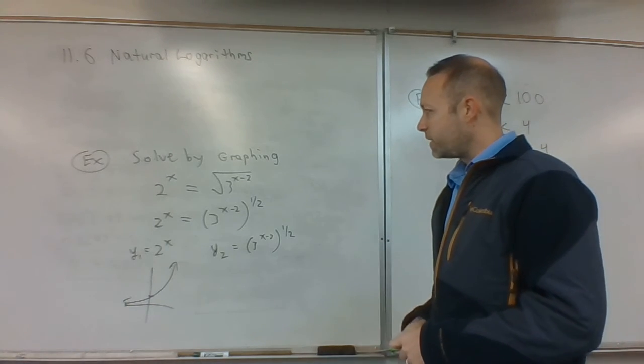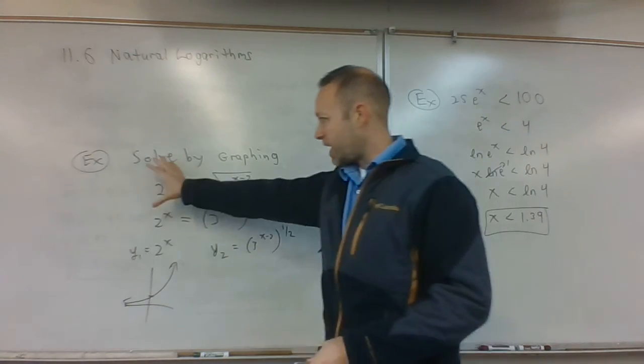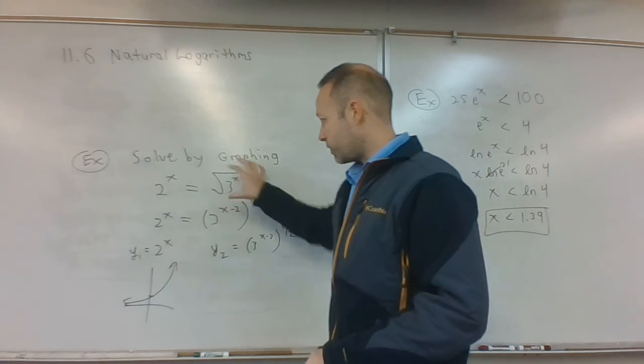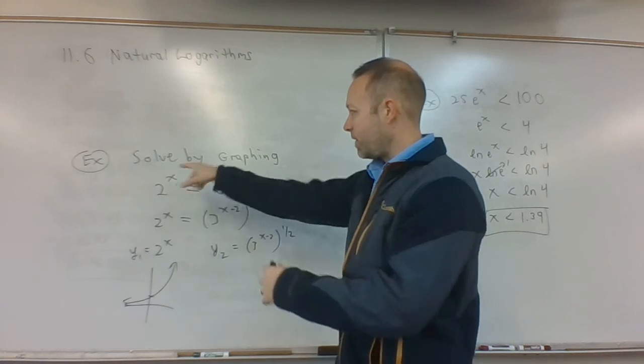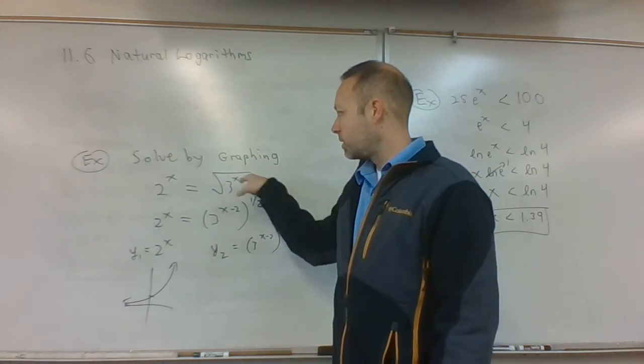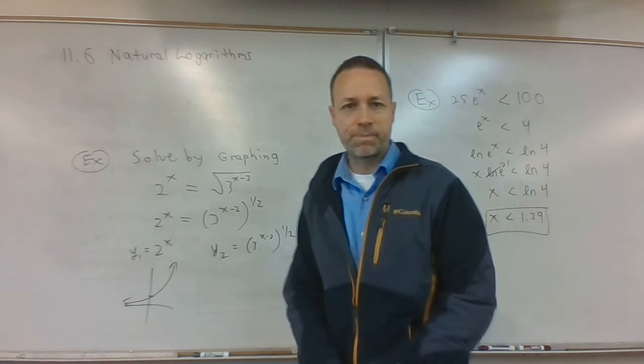So that's the idea of solve by graphing. Take the left-hand side, make y1 equal that. Take the right-hand side, make y2 equal that. See where the two graphs intersect. That's the x value that will make the original equation true.